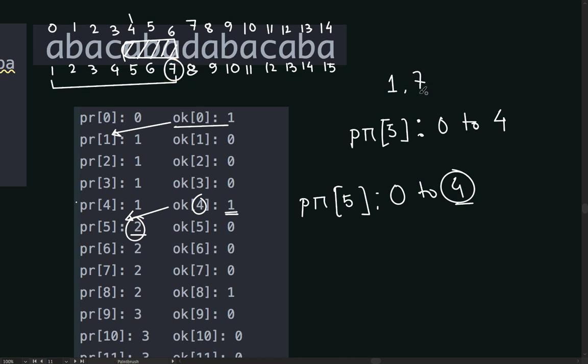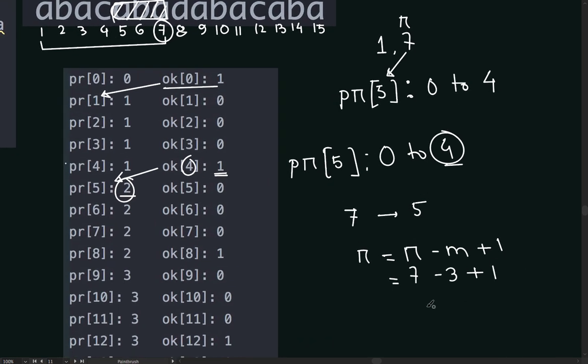Now the question is, if the last index is 7, then how do we go to pr of 5? Let's say R is a variable that denotes the value 7. Now I can go from 7 to 5 just by using this formula: R is equal to R minus m plus 1, just like before. So in this case R is 7, minus m, the length of the string, which is 3 in this case, plus 1. So it is going to give me 5.